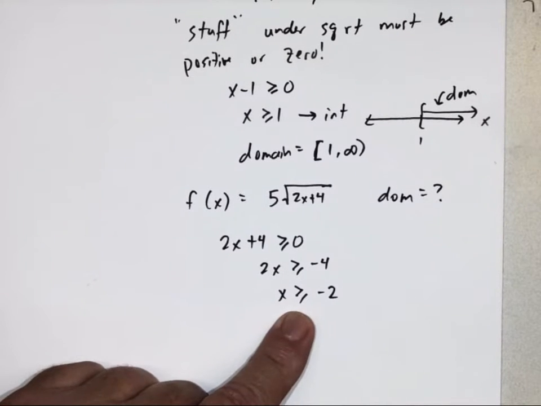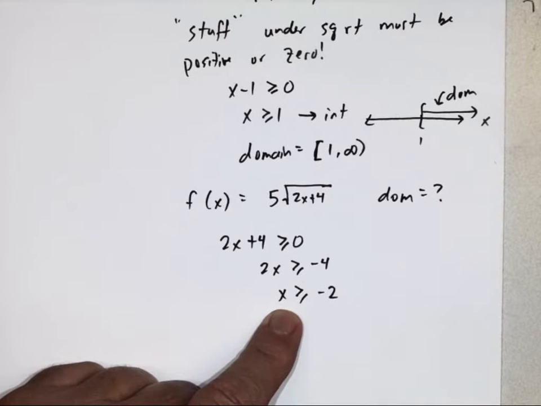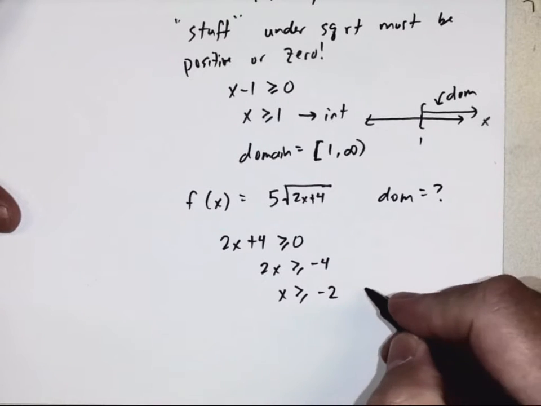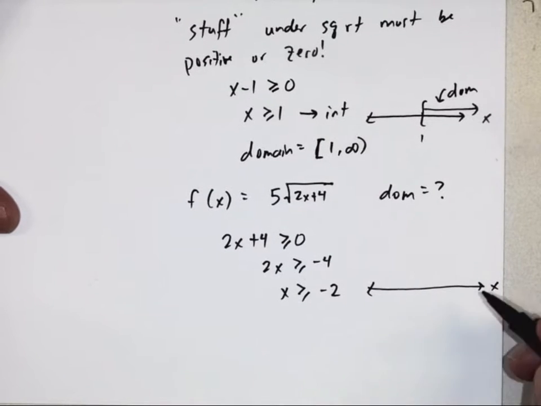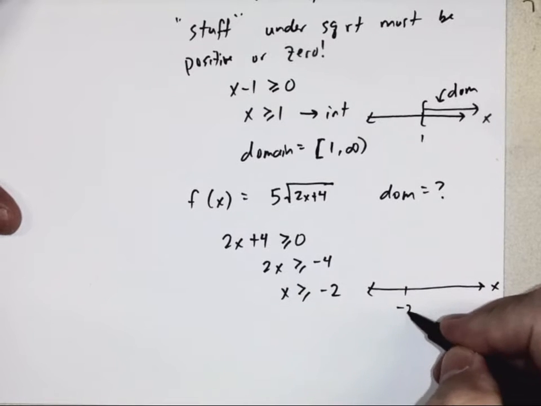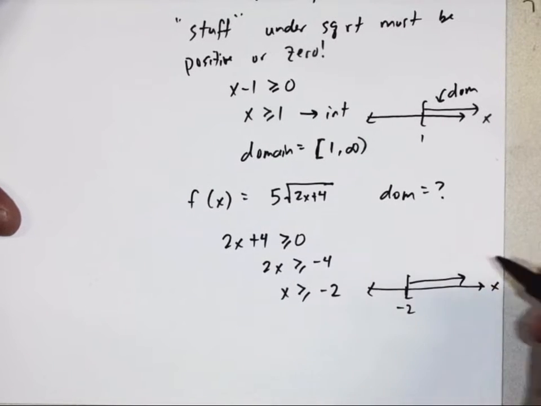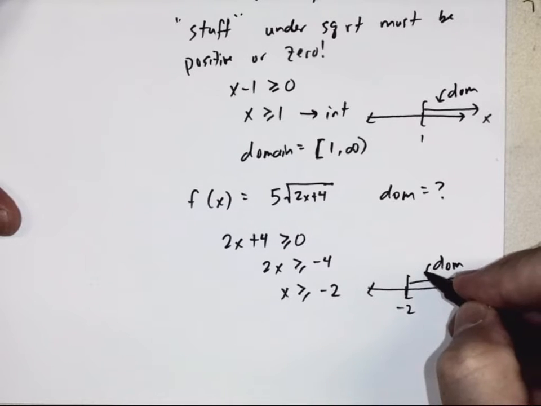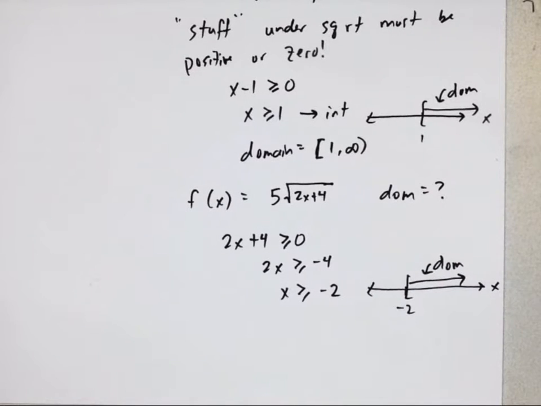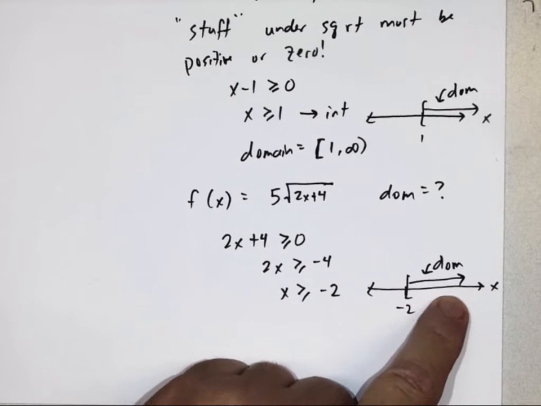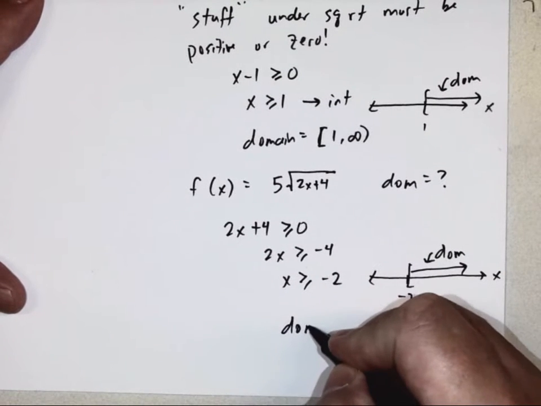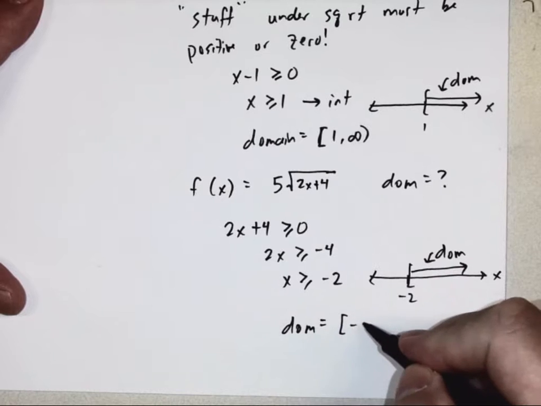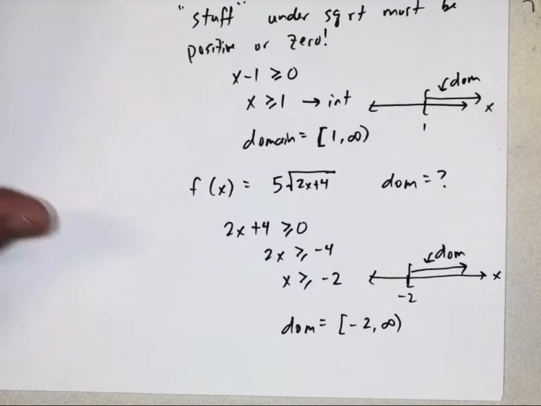Basically, I'm saying, for everything to be okay, x has to be greater than or equal to -2. And just to make it very clear, if I graph this, x greater than or equal to -2, if -2 is here, in a sense, that's my domain. In other words, these are the numbers I can plug in for x, and everything will be okay. So I would say the domain equals, as an interval, -2 to infinity.